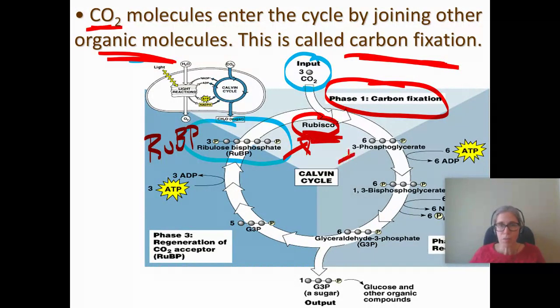Every other step, there's a whole bunch of intermediates here. And so you should know that there's a bunch of intermediates, but you do not need to memorize their names. And I also want you to know that there's an enzyme that catalyzes every step, but you do not need to know the names of those enzymes, just Rubisco.